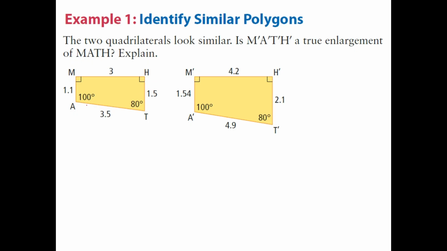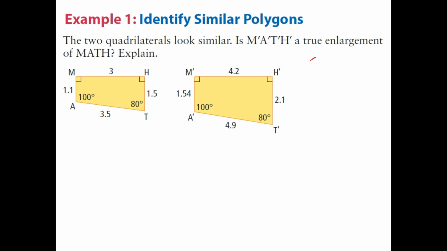So let's start with the angles. Here it looks like A as a shape geometry-wise is corresponding to A prime. So the two angles here are the same. Great. T looks like it's in the same position as T prime here, and they're both 80 degrees, so that's great. And it looks like M and M prime are in the same position geometry-wise, and they both have the same angle of 90 degrees. And H is in the same position as H prime, and they both have 90 degrees. So what that means is every angle equals each other.